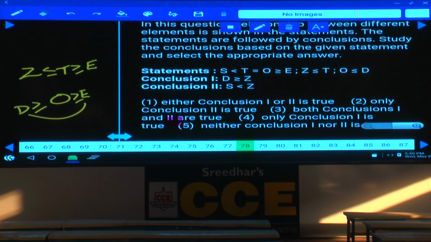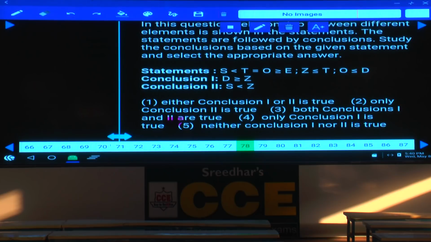Then question number 78, D and Z. Now the relation between D and Z. Tell me which element is common between these two? D and Z, there is no letter which is common, isn't it? Then we have to check from D and Z, O to T to O, isn't it? Now T and O, what is the relation between these two? O is common. Now T equals to O.